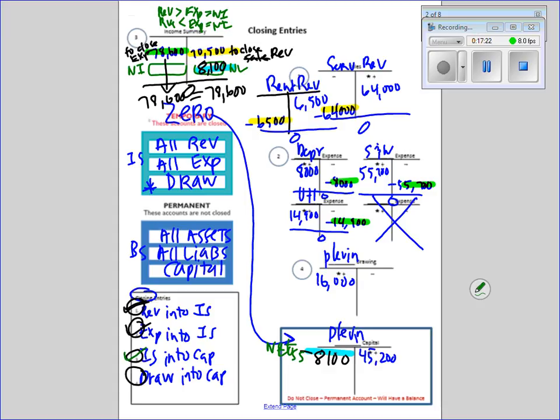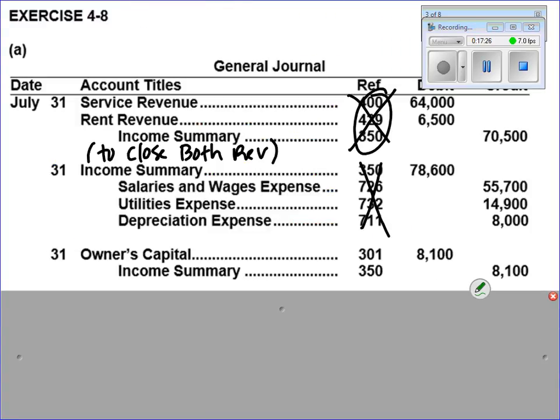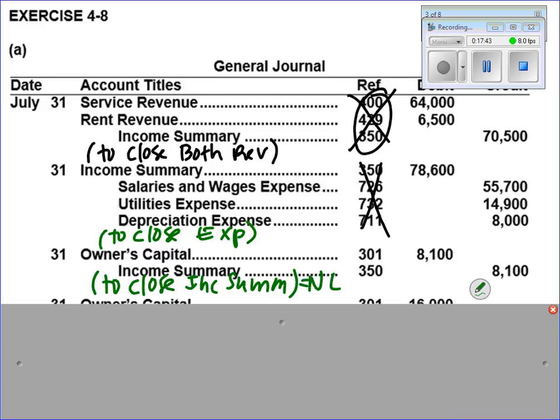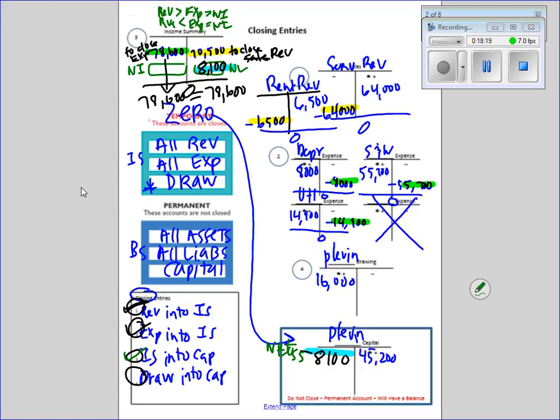Let's now journalize those two. Oh, I forgot. To close expenses. And this one is to close income summary. And in this case, it was a net loss. I forgot my explanations. We have one closing entry left. Admittedly, I know this slows us down, but you're also picking up a lot of learning at the same time, which is pretty great.